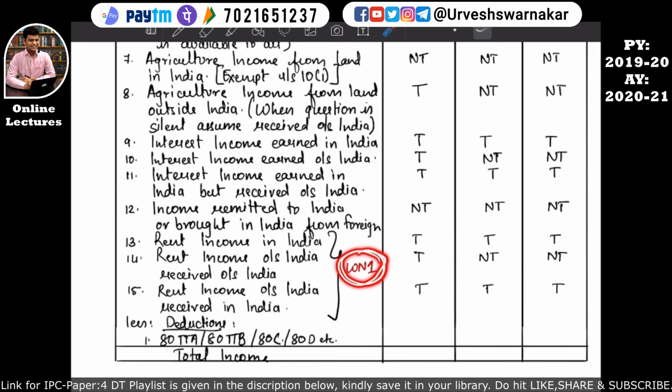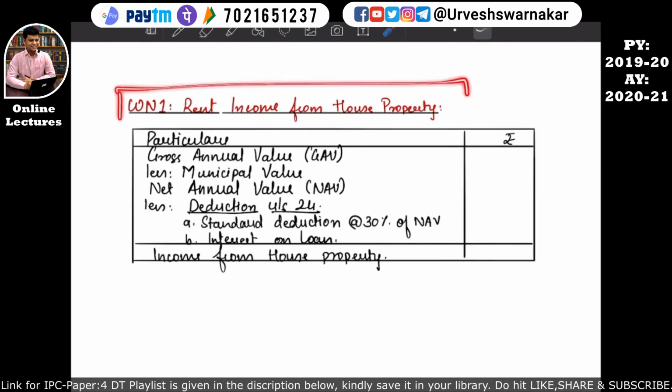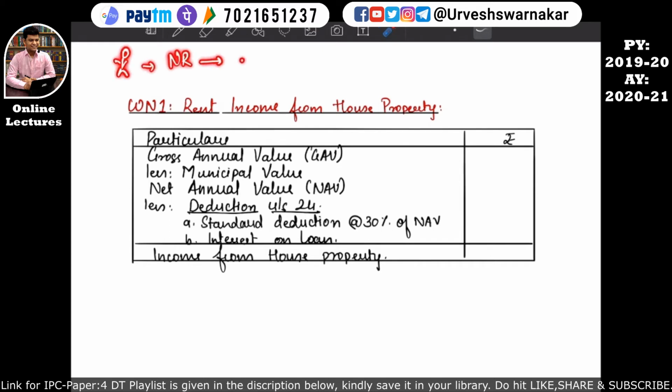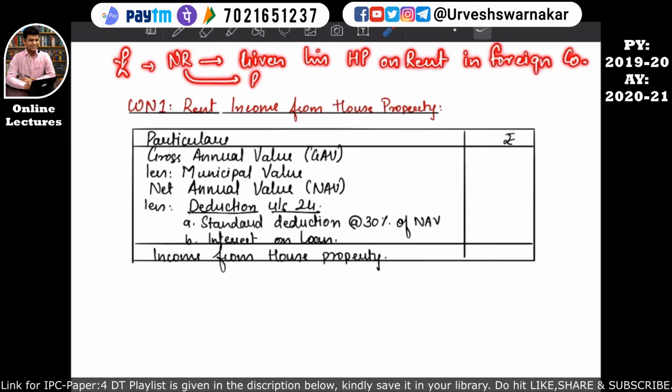So here you can see working note number 1. The working note over here is rent income from a house property. You will understand this much better after studying income from house property, but we will understand it anyway over here because it is easy. Understand that this is our assessee, and this assessee is a non-resident. This non-resident has given his house property on rent in a foreign country, and he is receiving the rent income in India.